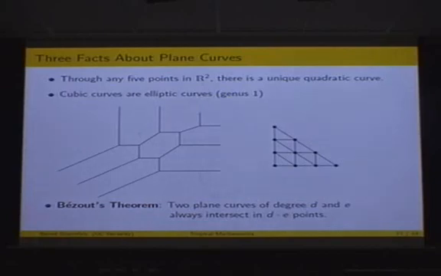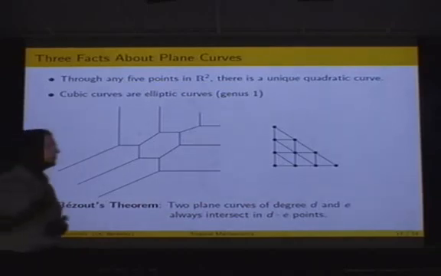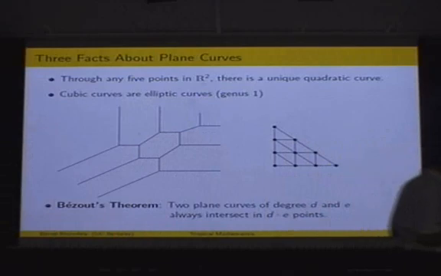So if you have two curves, we saw earlier the case where d and e are 1. If you have two straight lines in the plane, they will always meet in a unique point. But if you have two quadratic curves, they will meet in 4 points. If you have a quadratic curve and a cubic curve, they will meet in 6 points.